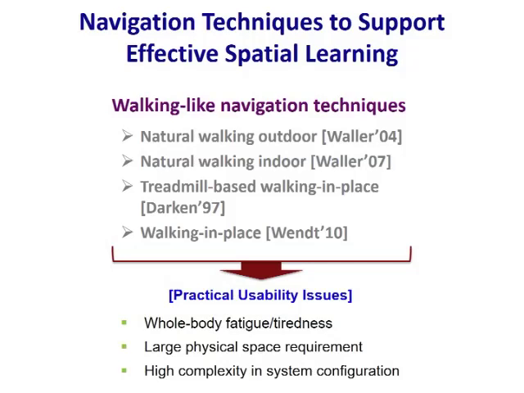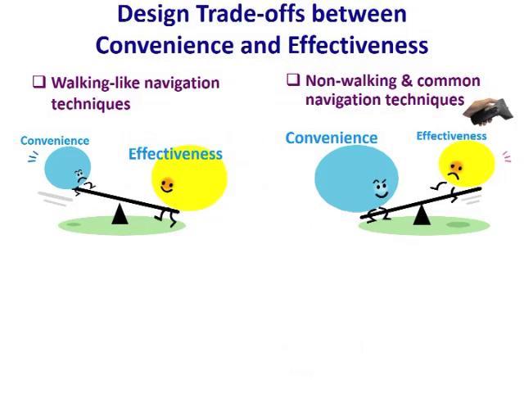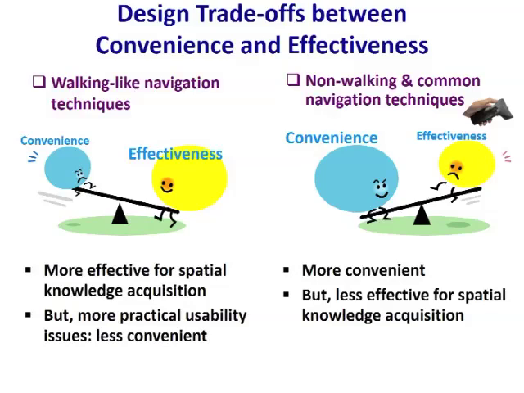These practical usability issues make the walking-like navigation techniques less popular and less widely used in various VR applications. Thus, we identified the research problem, which is that there are inevitable trade-offs between convenience and effectiveness in navigation technique design. Again, walking-like navigation techniques are more effective for spatial knowledge acquisition but less convenient. Non-walking-like navigation techniques are more convenient but less effective for spatial knowledge acquisition.